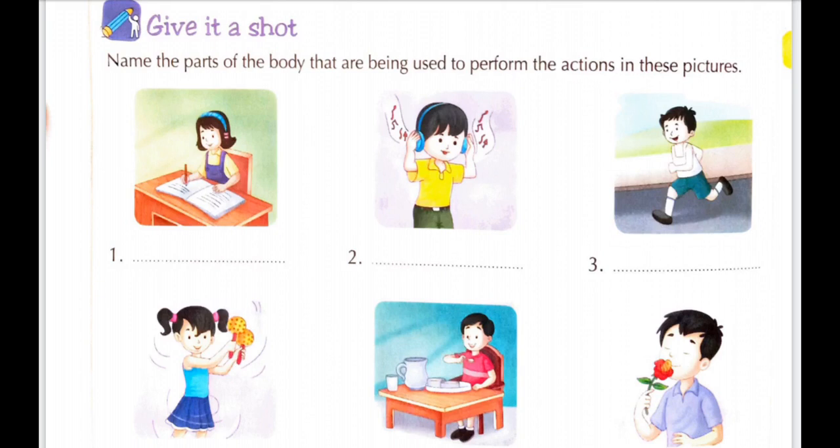Now in the next picture, the boy is listening to music. So here the boy used his ears to listen to the music. Similarly, in the third picture, the boy is running. He used his legs to run. So in this blank you have to write legs.